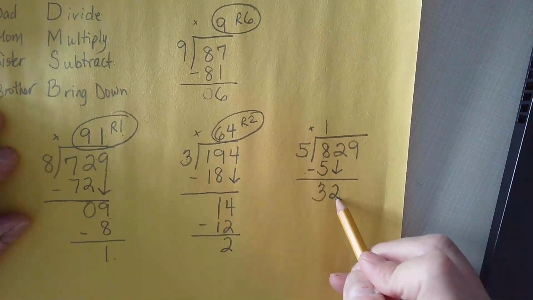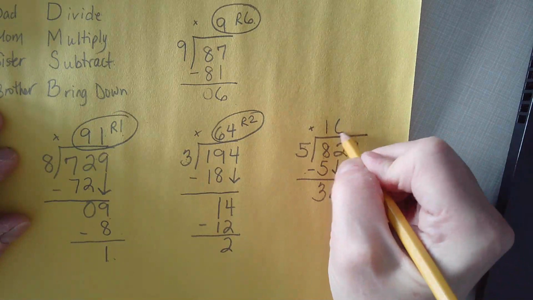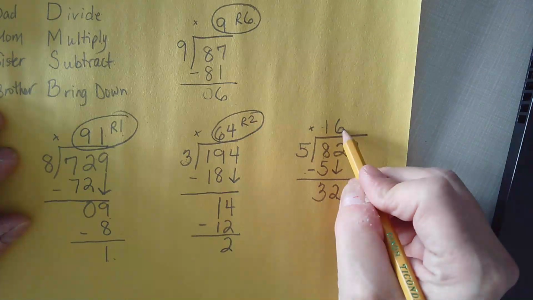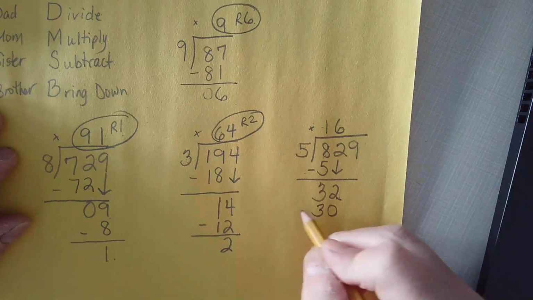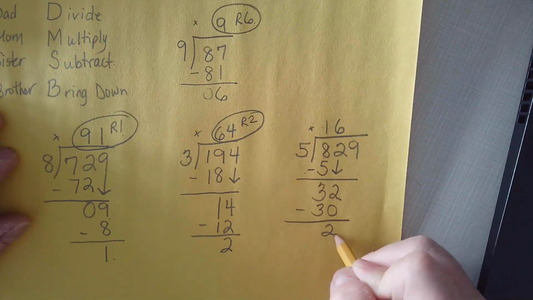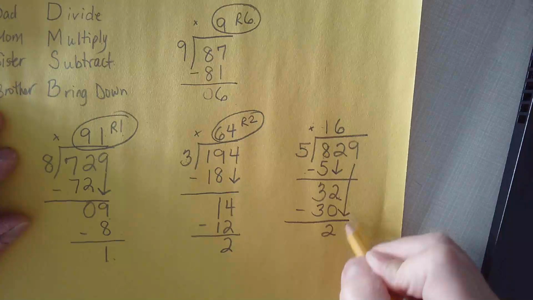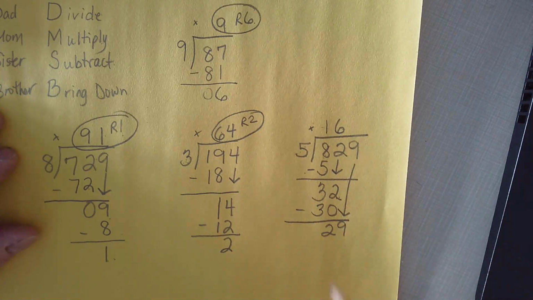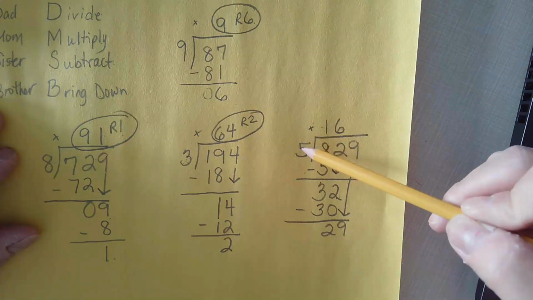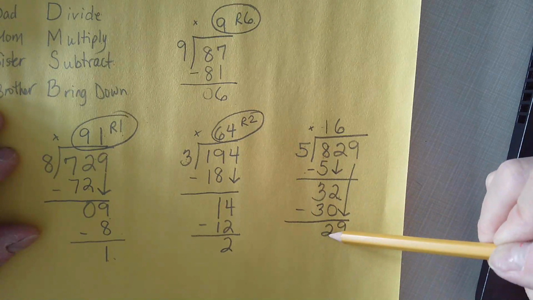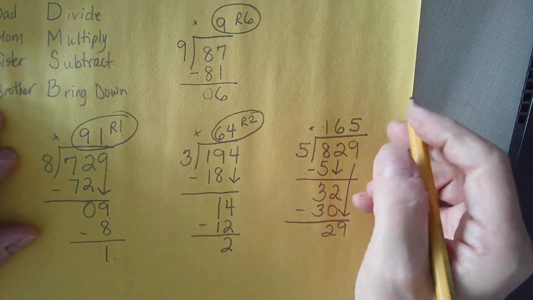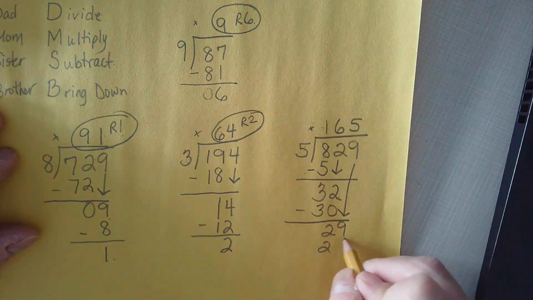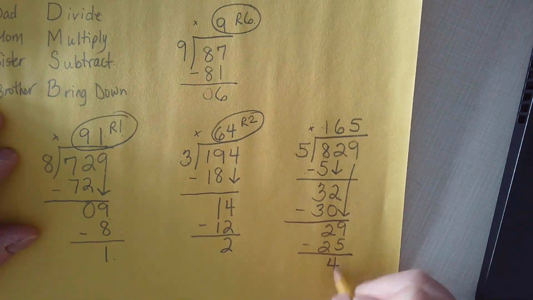5 can be divided into 32 6 times, keeping it right there in the correct spot. 6 times 5 is 30. Subtract, we get 2. We have to bring down that 9. Repeat the process. How many times can 5 be divided into our new dividend of 29? 5 times 5 is 25. Subtract, we get 4.